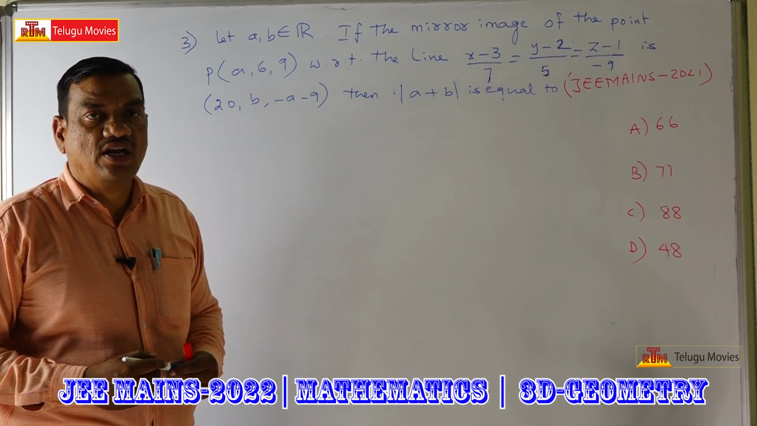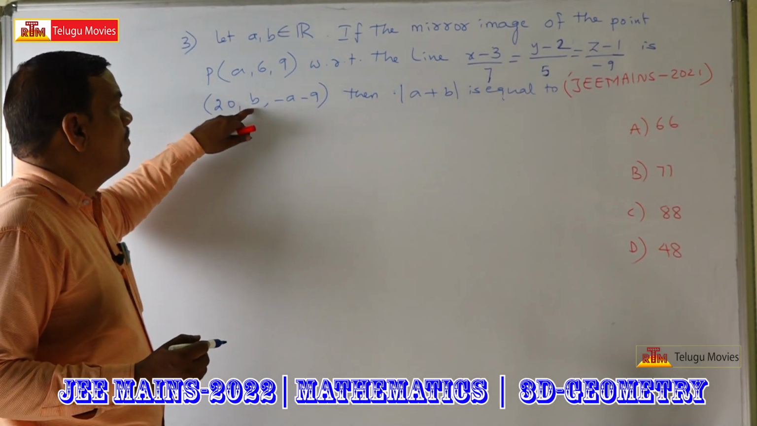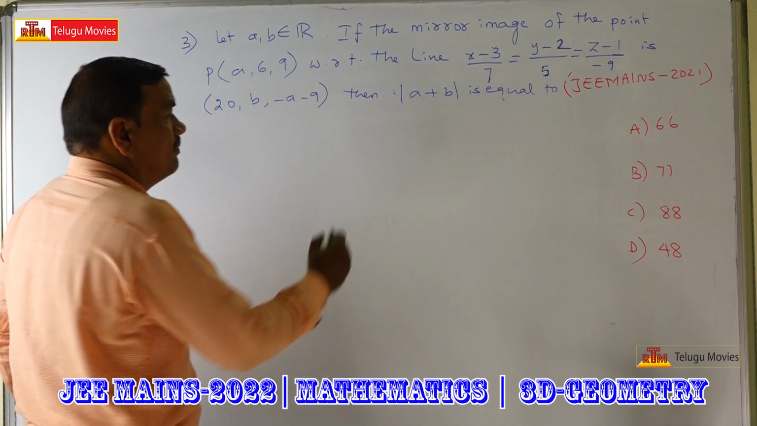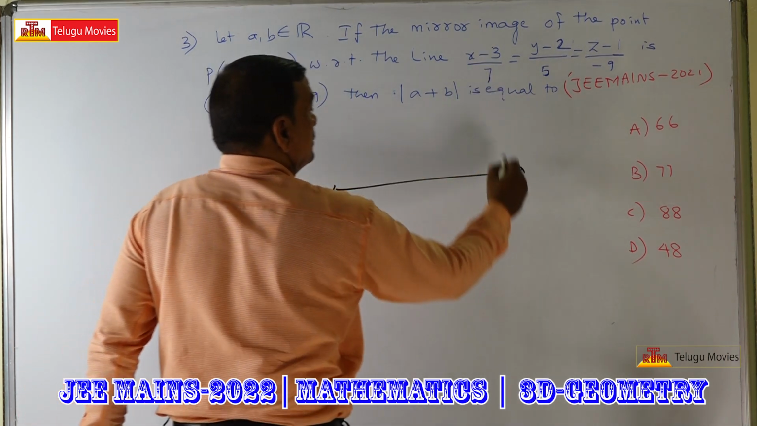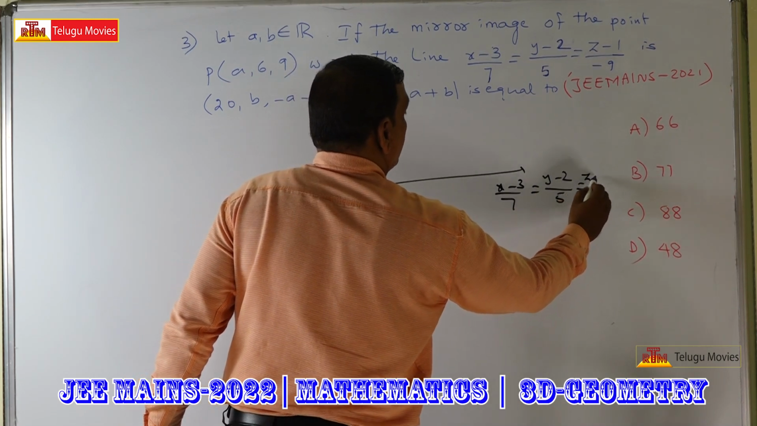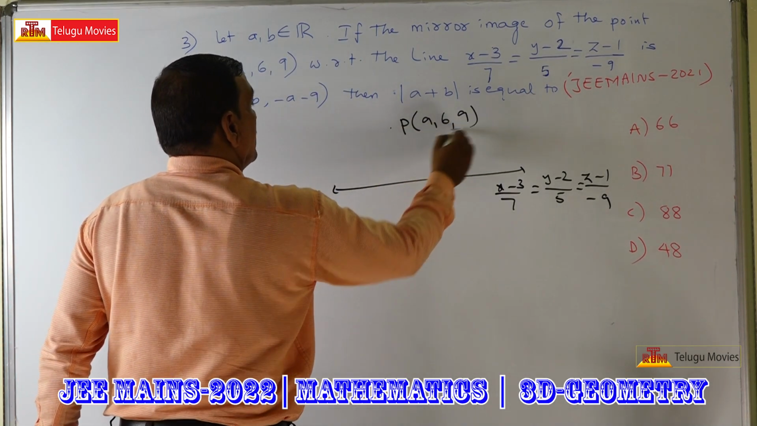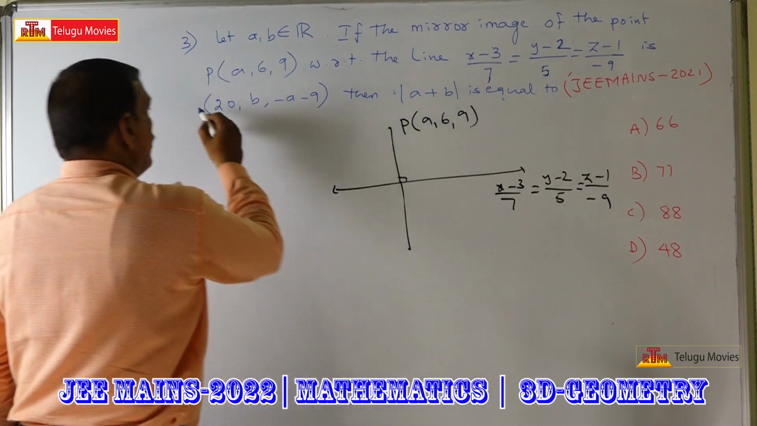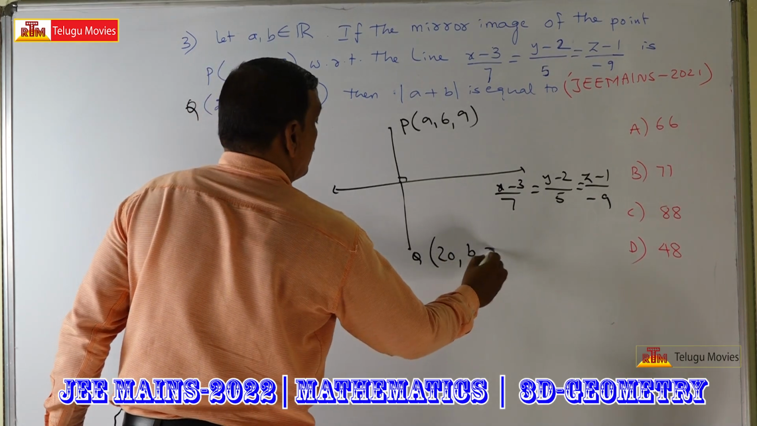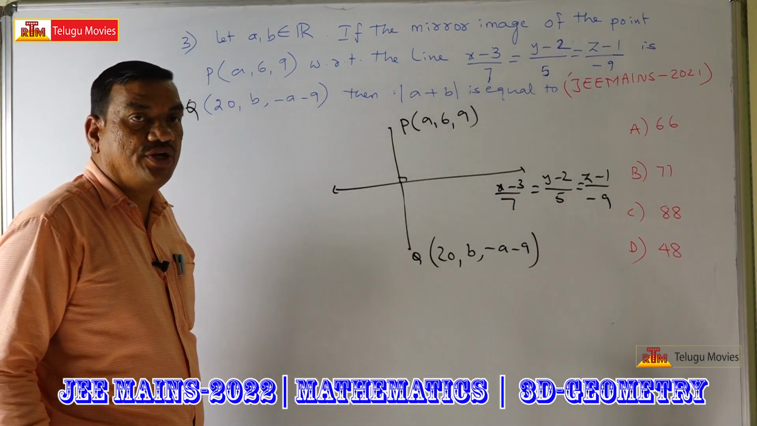So, dear students, welcome to the solution of the main problem. Here (20, b, minus a minus 9) is the mirror image of (a, 6, 9). That means the line equation is (x minus 3)/7 equals (y minus 2)/5 equals (z plus 1)/minus 9. The point P is (a, 6, 9), and let us call the other point Q. So, the point Q is (20, b, minus a minus 9). Understand? So, easily find the midpoint of PQ.